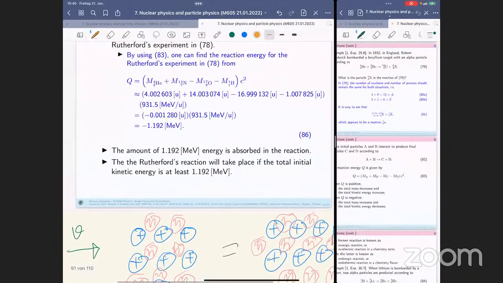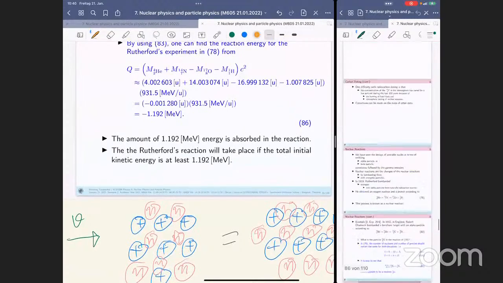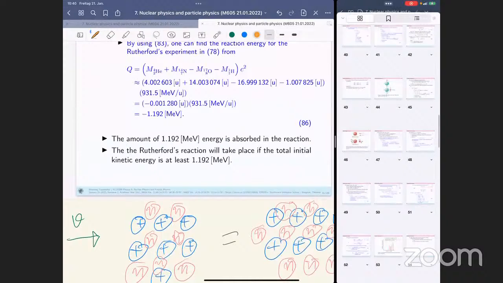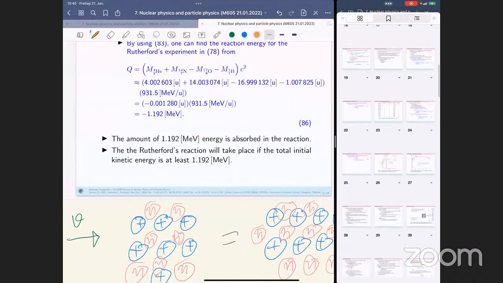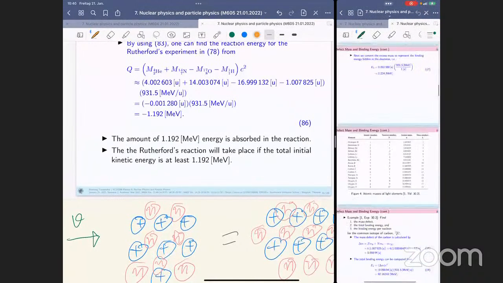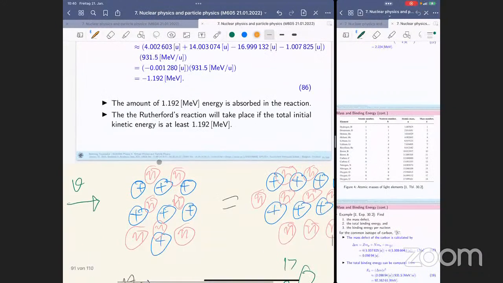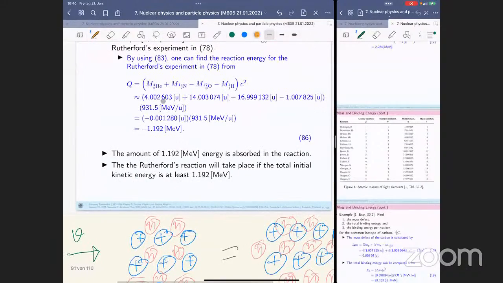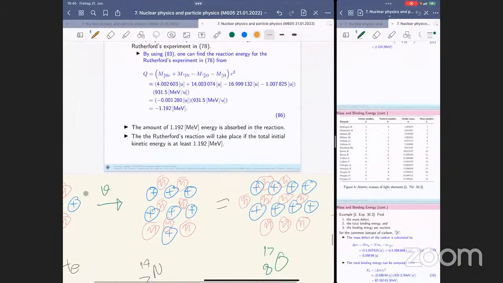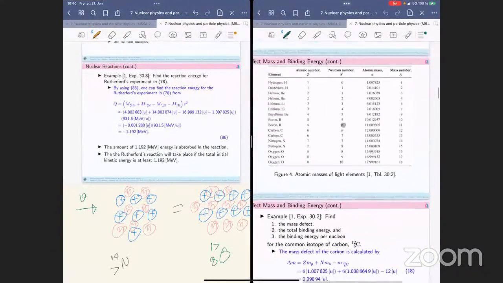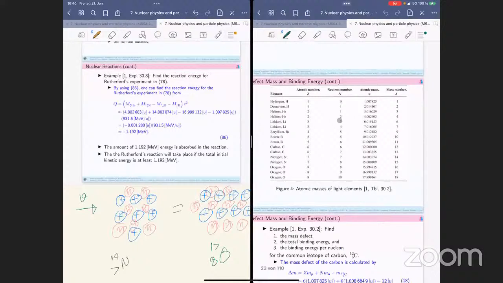Of course, the mass of helium-4, 2 could be found from this table. Where is that? Here, this table. We start from the first particle. The first particle is the mass of helium-4, 2, which is the alpha particle, right? Helium-4, 2 is this one. I'm not sure whether you could see it.